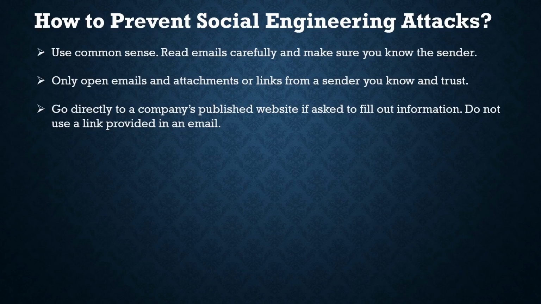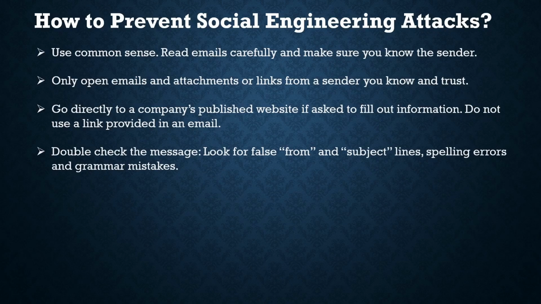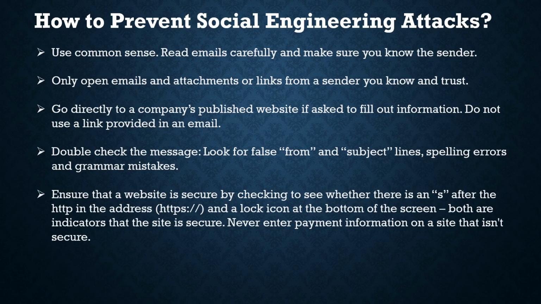Next is go directly to a company's published website if asked to fill out information. Do not use a link provided in an email. Very important tip. Next is double check the message. Look for false from and subject lines, spelling errors, and grammar mistakes. Next is ensure that a website is secure by checking to see whether there is an S after the HTTP in the address. We are using HTTPS, that is a secure website, and see the lock icon at the bottom of the screen. Both are indicators that the site is secure. Never enter payment information on a site that isn't secure.